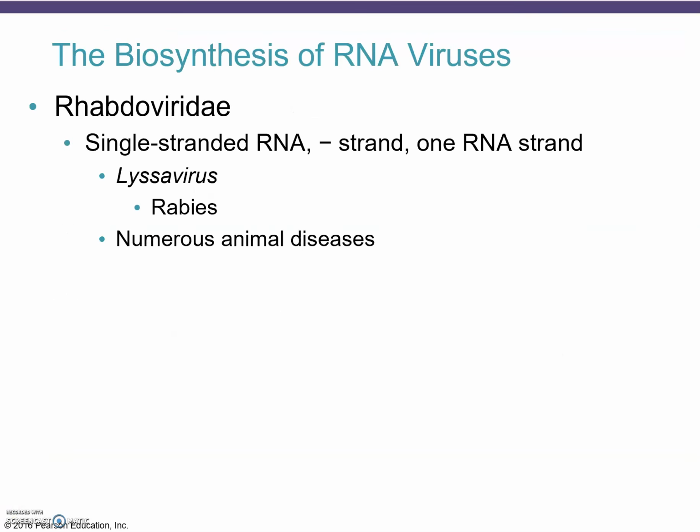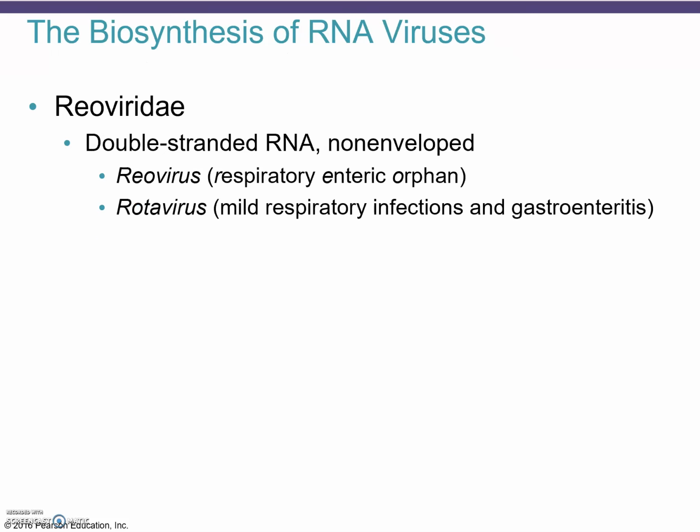So moving on now to other RNA viruses, and there we have the rhabdoviridae. Those are single-stranded RNA viruses that have the minus strand, meaning the antisense strand, as their genetic material. The one that comes to mind here is the lyssavirus that causes rabies, and there are others in this category that cause numerous animal diseases. Of course, the rabies virus, we have that one in our pathogen groups.